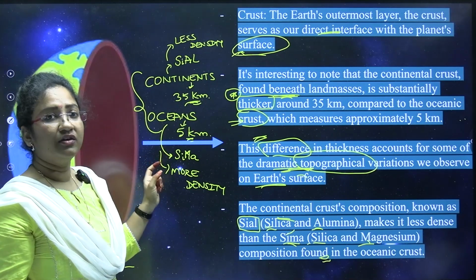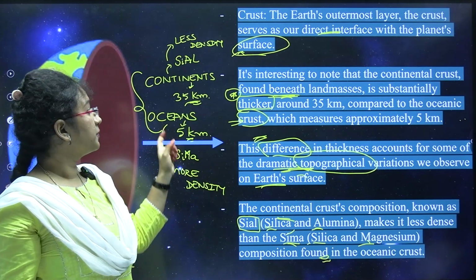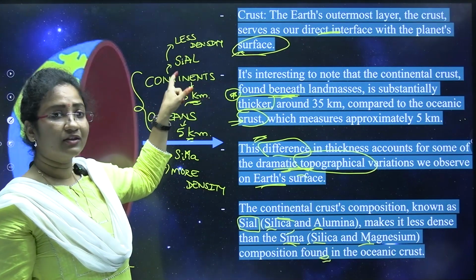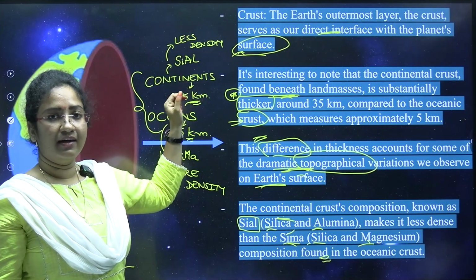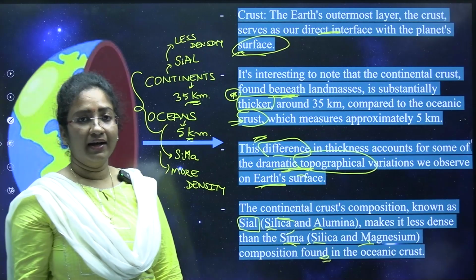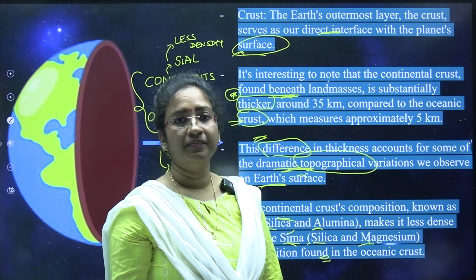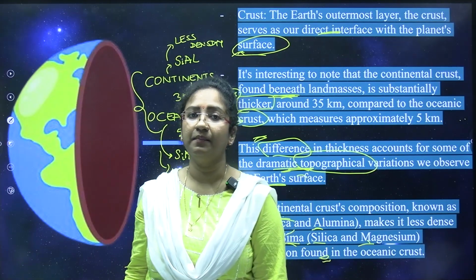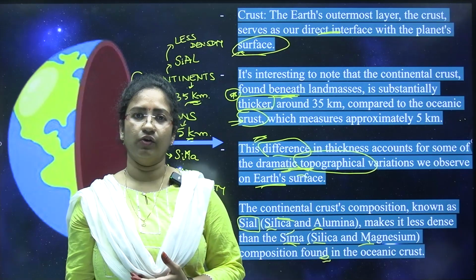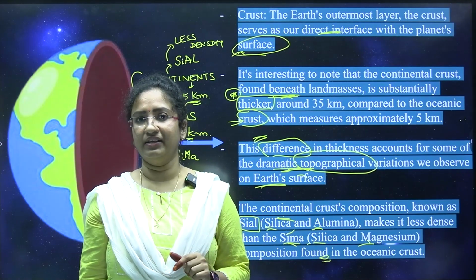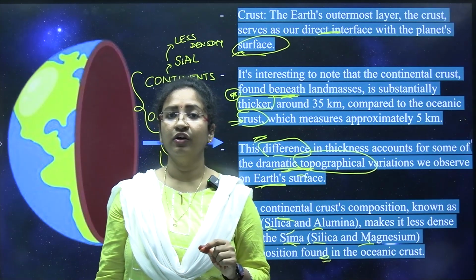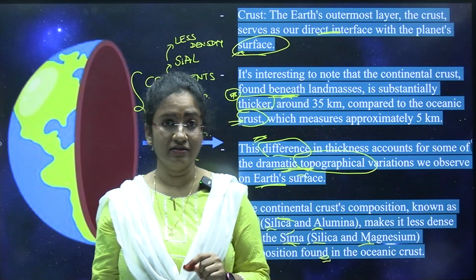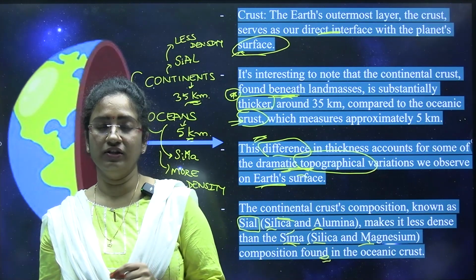Right. And coming to the composition, the composition of the continental crust is Sial, that is silica and aluminum. And in the case of oceanic crust, it is Sima, that is silica and magnesium. Because of this composition, the density varies. The density of the continental crust is less compared to the density of the oceanic crust.